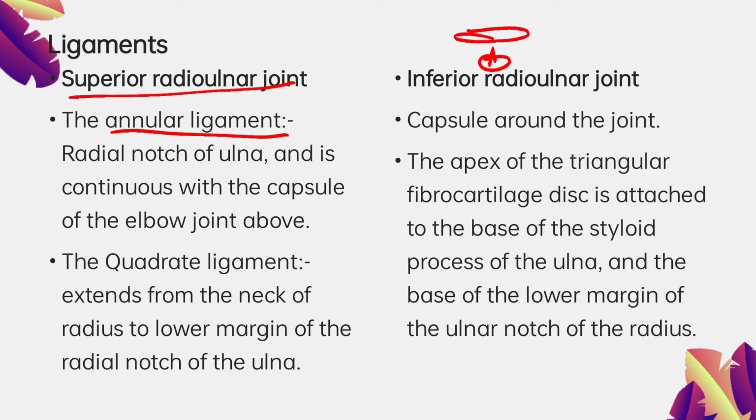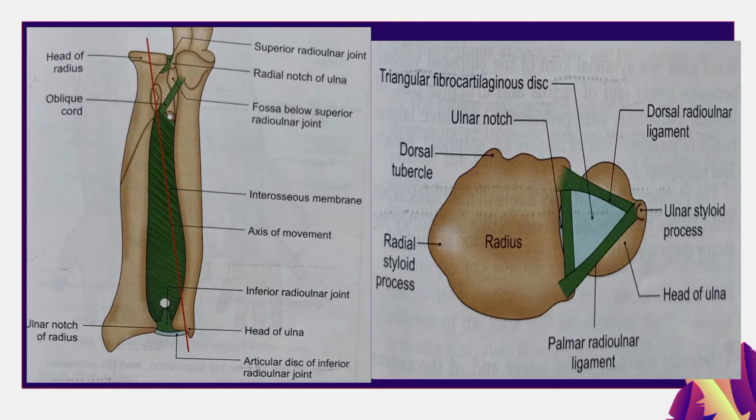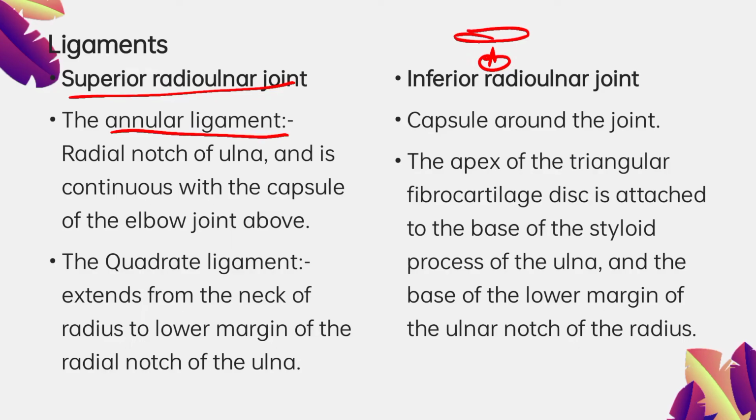All right. It is attached to the margins of the radial notch of the ulnar. As we have seen, this is the radial notch of ulnar, so that ring is attached over there and is continuous with the capsule of the elbow joint above.